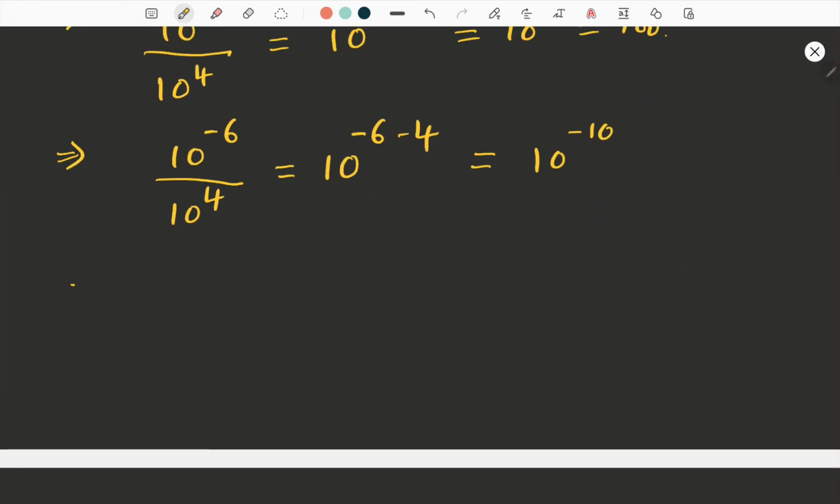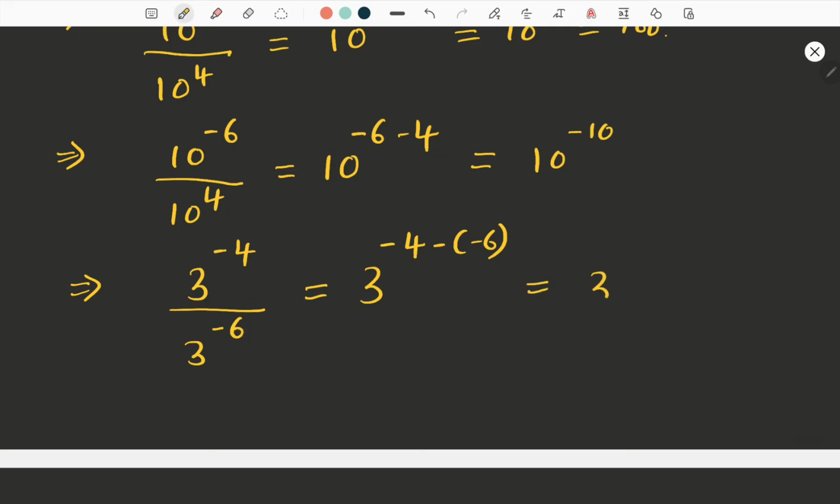Alright, let us take one more example. That is like, for example, 3 to the power minus 4 divided by 3 to the power minus 6. What is the answer for this? This is like 3 to the power minus 4, then minus of minus 6. Very important. Try to understand this. Both the bases are same. Minus 4 and minus 6 are the powers. 3 to the power minus 4 minus of minus 6. Alright, so how much does it become? It becomes 3 to the power minus 4 then plus 6, that is equal to 3 to the power 2, because 6 minus 4 is 2, and ultimately it becomes 9.